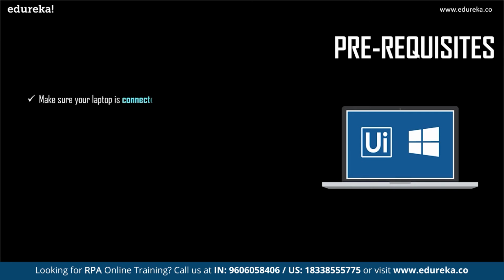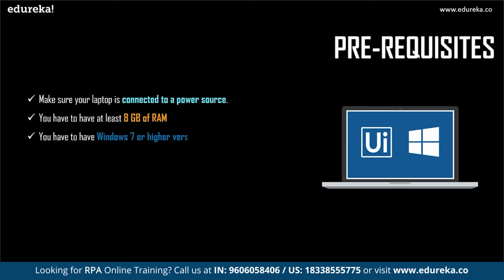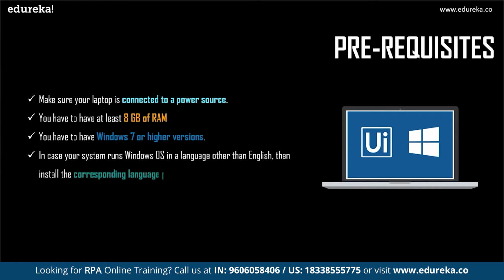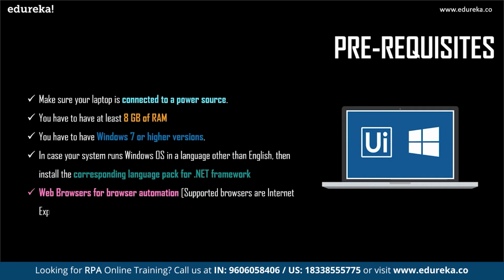should make sure that your PC is connected to a power source. You must have at least 8 GB RAM and then you must have Windows 7 or higher versions. In case your system runs on Windows OS in a language other than English, then you must also install the corresponding language pack for .NET Framework. And web browsers such as Internet Explorer, Google Chrome, Mozilla Firefox, or Microsoft Edge are required for browser automation.